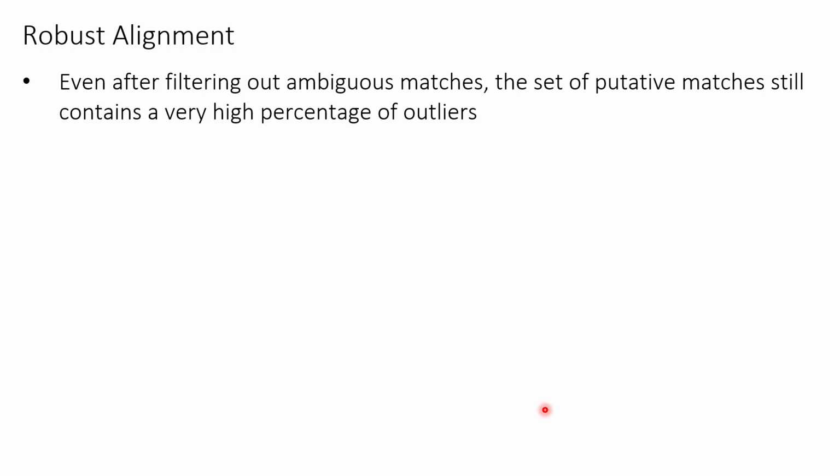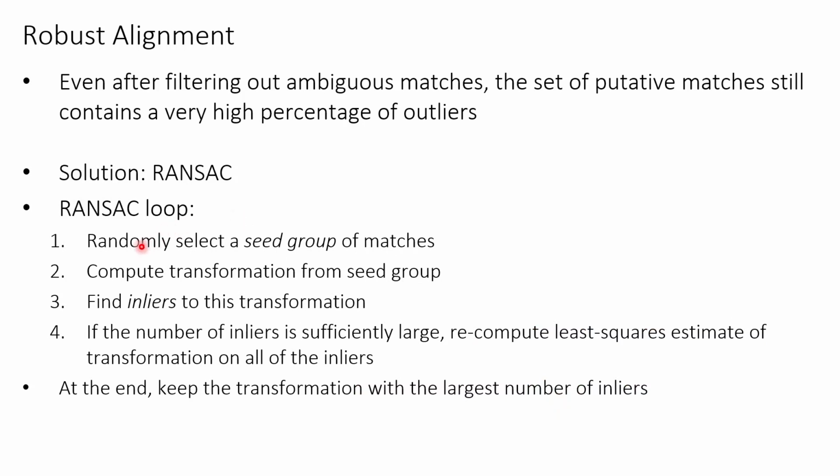Robust alignment means even after filtering out ambiguous matches, the set of putative matches still contains a very high percentage of outliers. So what comes to the solution? Of course, RANSAC or MLE comes to the solution. In the RANSAC loop, we randomly select a seed group of matches. Practically we pick four matches to estimate a homography, compute the transformation from the seed group and find the inliers. If the number of inliers is sufficiently large, we compute the least squares estimate of the transformation on all the inliers. At the end, keep the transformation with the largest number of inliers, or we can recompute the transformation using all the inliers.